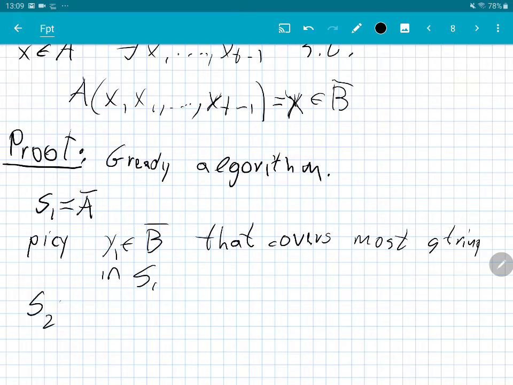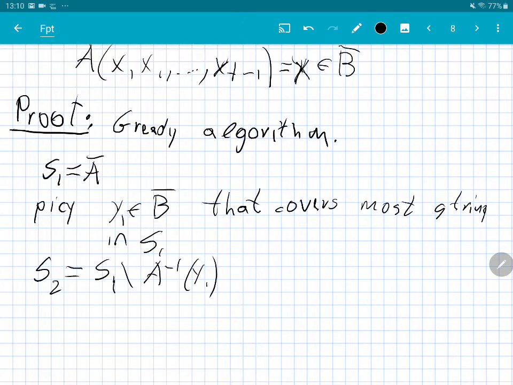S2 is going to be all the strings that are not covered yet. So it's S1 minus A to the minus 1 of Y1. A to the minus 1 of Y1, you can think about it, is all the strings that the string Y1 covers. So this is the remaining set of strings that remains to be covered. And again, we repeat the same process. We don't care about running times, so this is just a greedy algorithm. We're going to repeat this process.